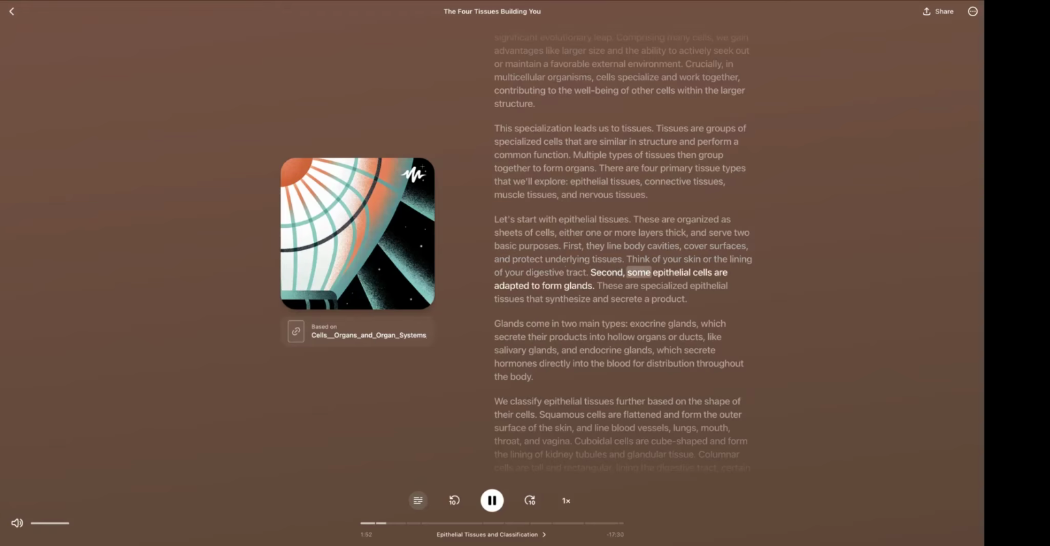Second, some epithelial cells are adapted to form glands. These are specialized epithelial tissues that synthesize and secrete a product. Glands come in 2 main types: exocrine glands, which secrete their products into hollow organs or ducts, like salivary glands, and endocrine glands, which secrete hormones directly into the blood for distribution throughout the body.